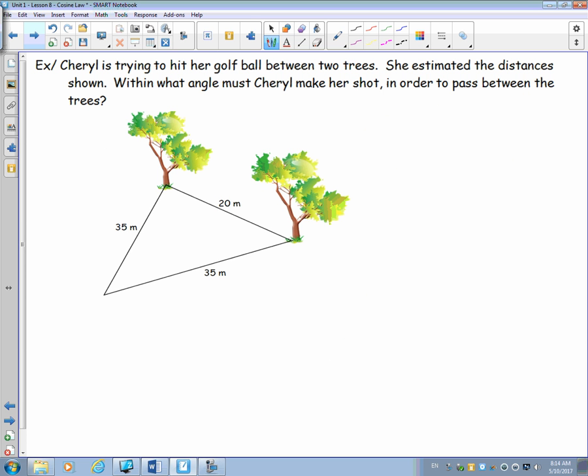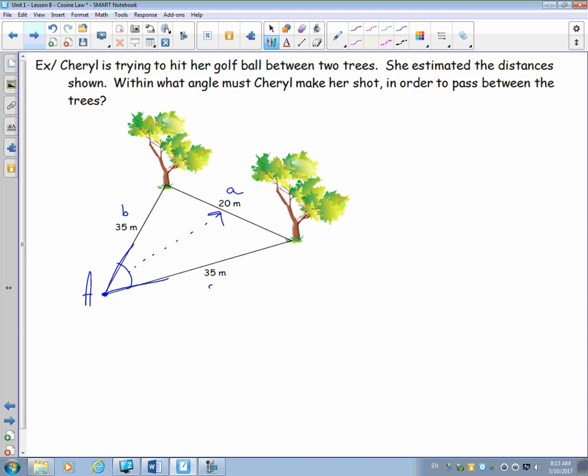Cheryl is trying to hit her golf ball between two trees. She estimates the distance as shown. Within what angle must Cheryl make her shot in order to pass between the trees? So Cheryl's down here, and she's got to hit it between this line and this line. In other words, this angle. Well, that angle is across from this side. So that's little a, and that's big A.